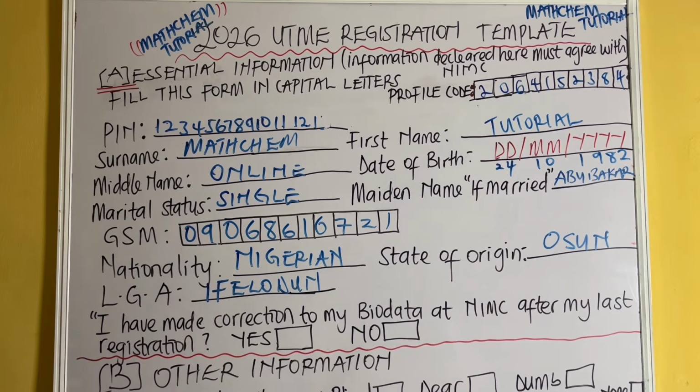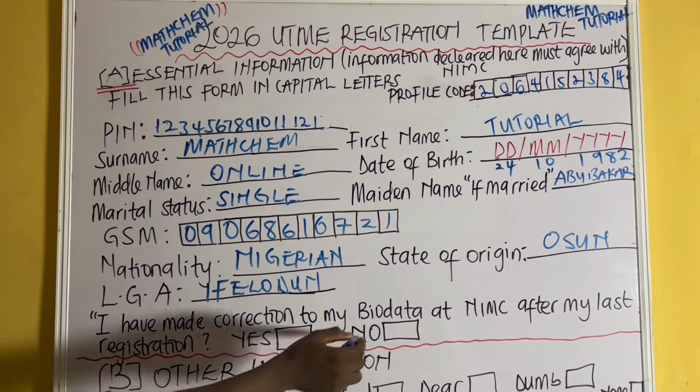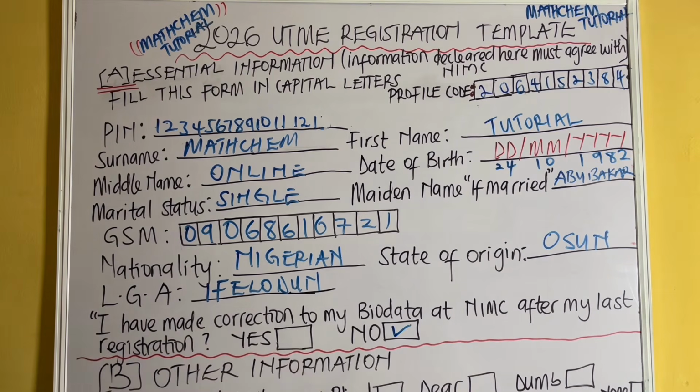So then there's something that says I have made correction to my biodata at NIMC after my last registration. If yes, click on yes. If no, click on no. So if it is no, then let me just mark no here.